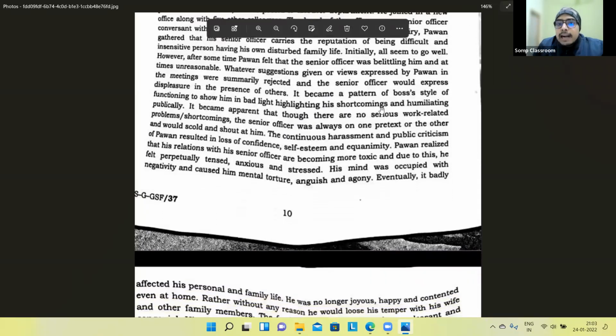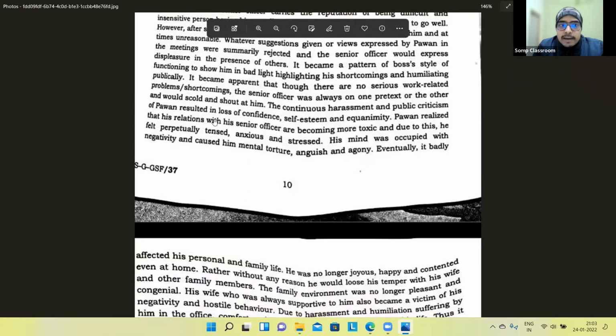Now, the continuous harassment and public criticism of Pawan resulted in loss of confidence, self-esteem, and equanimity. Pawan realized that his relation with his senior was becoming more toxic. Due to this, he felt perpetually tense, anxious, and stressed. Now, it is affecting the individual. So when the last three words come to my mind, like tense, anxious, stressed, there's the buzzword, the M word.